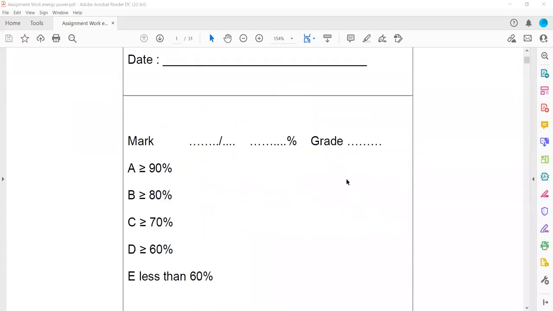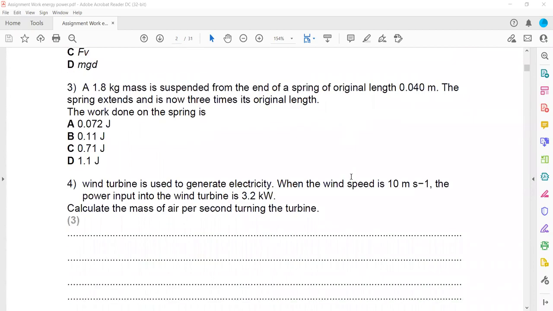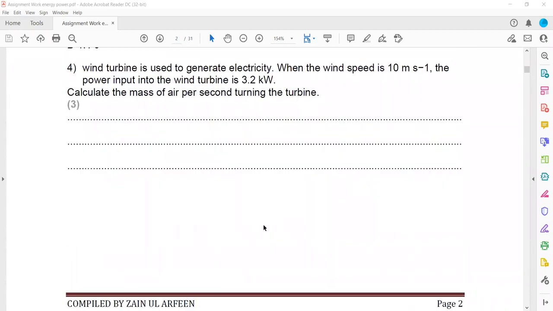So this is an assignment related to work, energy and power. We were discussing the questions related to the topic of work, energy and power. So in question 4, there's a wind turbine used to generate electricity. So we have a wind turbine. We have to identify the useful energy.